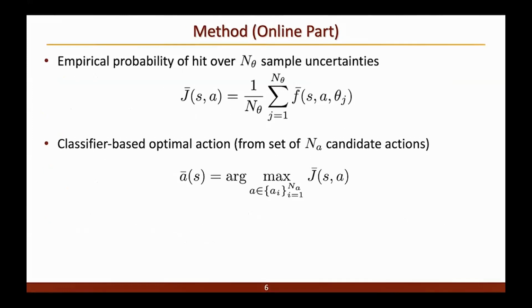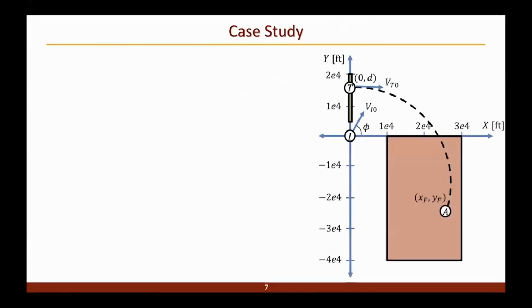For the case study in this paper, we consider the engagement shown on the right, where the threat T is attacking the asset A and the interceptor I is launched from the origin to try and intercept the threat. The scenario S, what the supervisor knows, is the starting position of the threat, the asset location, and the initial speeds of the threat and interceptor.